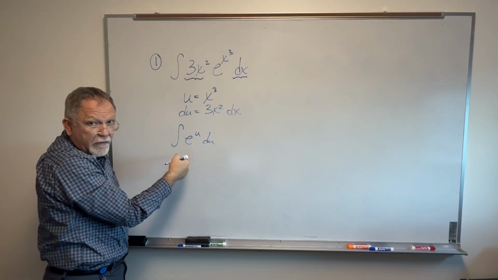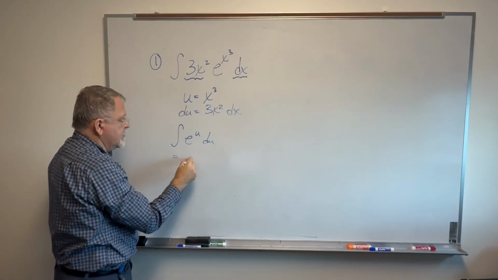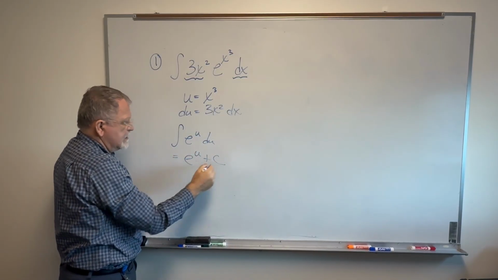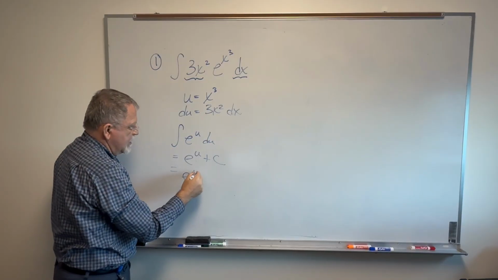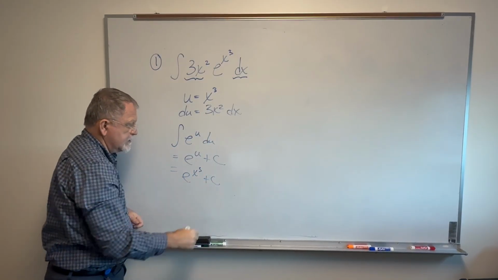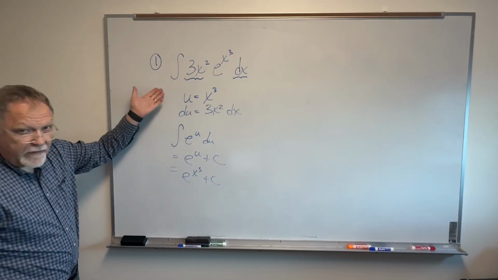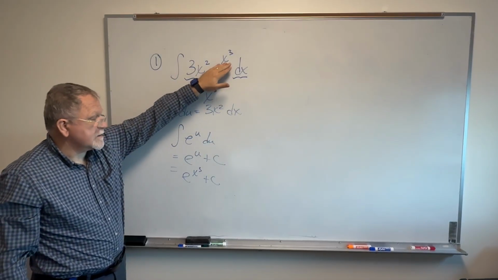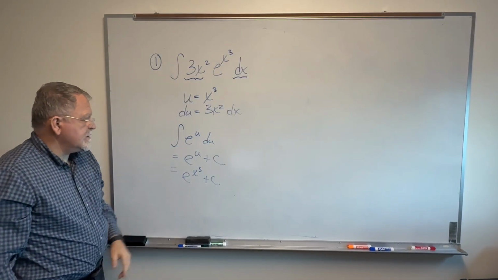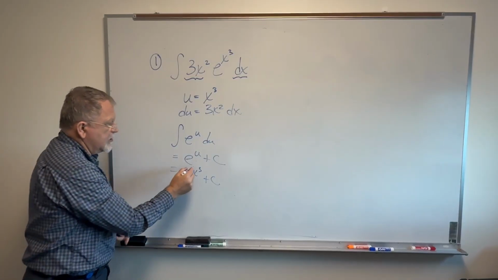Well, I know that the integral of e to the u is just e to the u plus a constant. And then we substitute back in what u was, which is x cubed, plus the constant. So there I found the antiderivative of this function, 3x squared e to the x cubed, which is e to the x cubed.